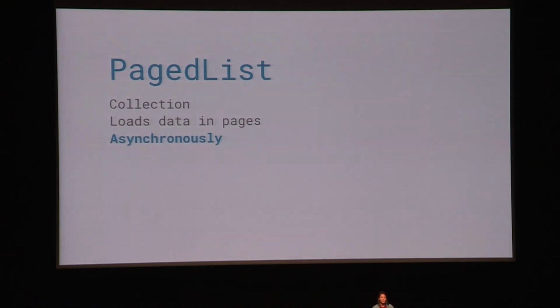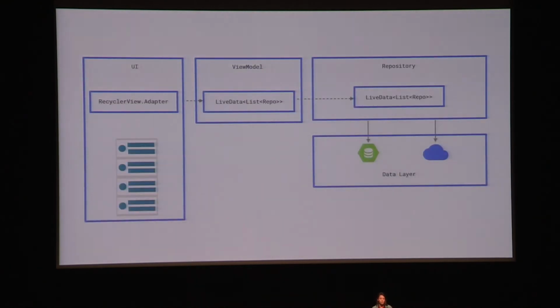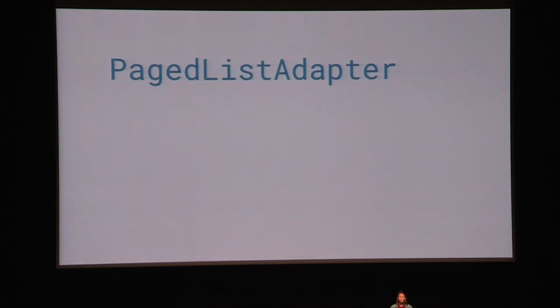So this means that in our application, instead of working with a live data of a list of repos, we would work with a live data of a paged list. And then let the paging library do the paging, the requesting of the data in chunks for us. But then the page list will be consumed by the page list adapter.